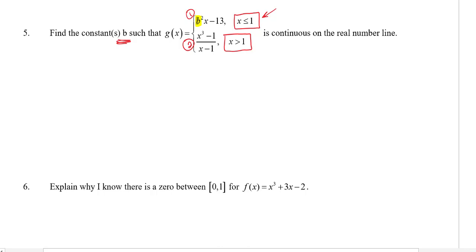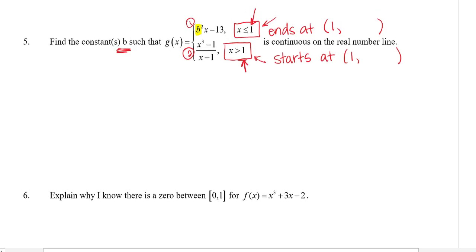All right, so I'm going to set this up the same way I did before, and I'm going to say function 1 ends at a point 1 comma something, and function 2 starts at 1 comma something. And again, I'm getting those ones because that's where it's telling me you are changing functions. When x is less than or equal to 1, you're on that first piece of the piecewise. And when x is greater than 1, you're on the second piece of the piecewise.